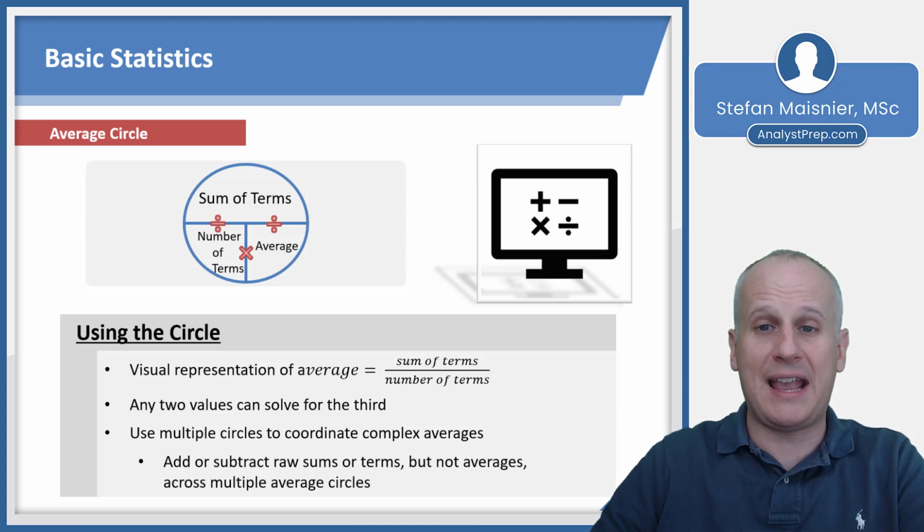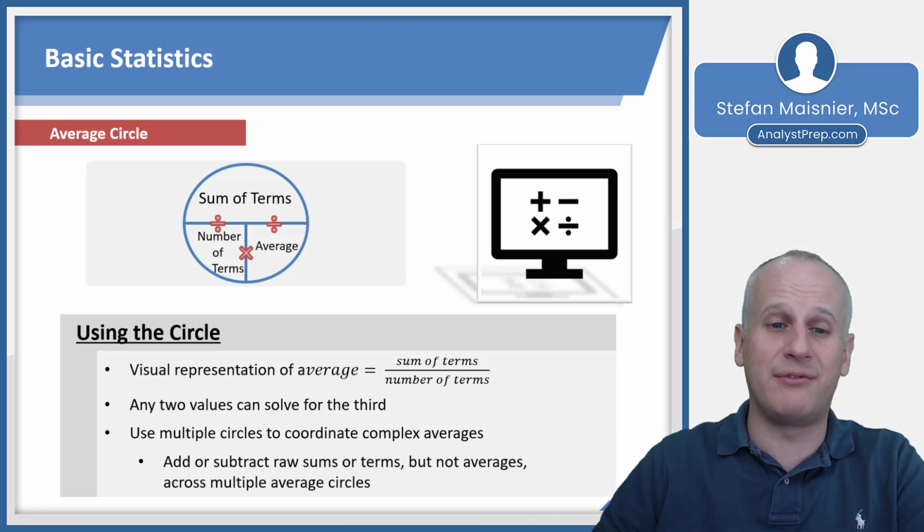So it's just a really handy way, when the test gives you more steps to process, to keep track of the pieces in a less algebraic form and instead a more visual form that you could probably use a little bit more directly. Sum of the terms divided by the number of terms, that's the average. Sum of the terms divided by the average can solve for the number of terms. And the number of terms times the average can give you the sum of the terms using the average circle.